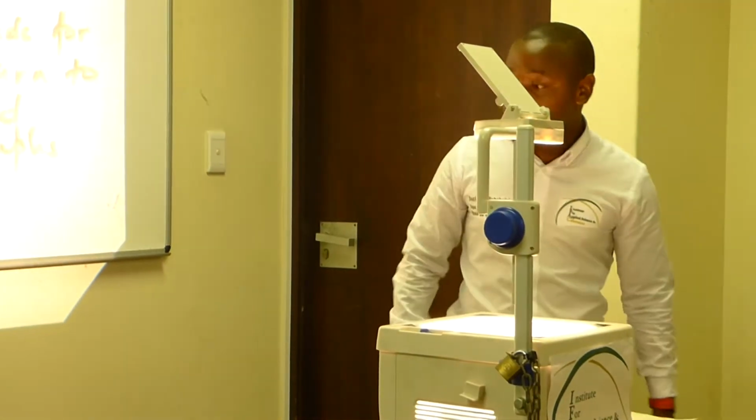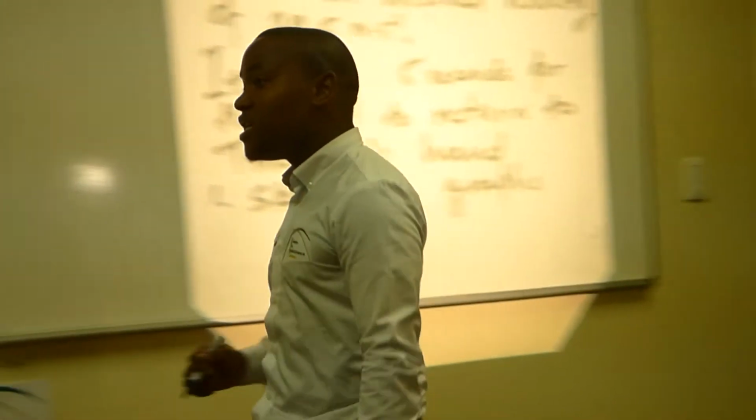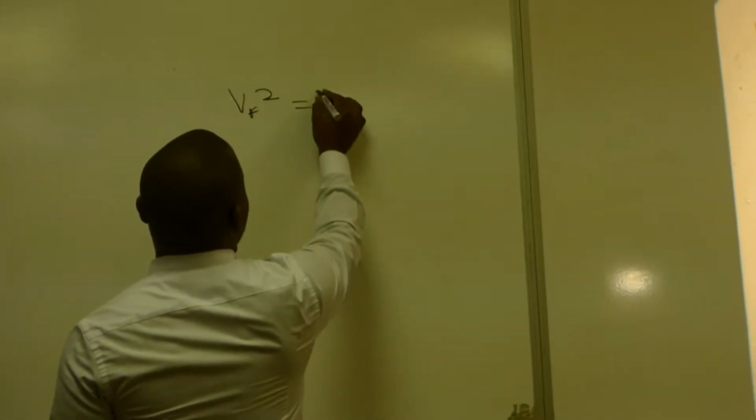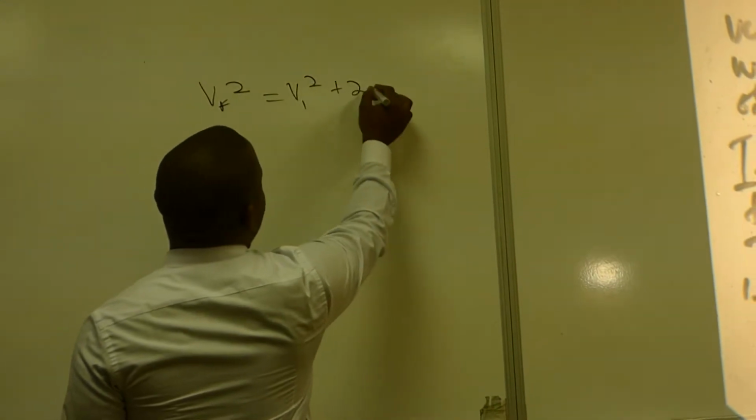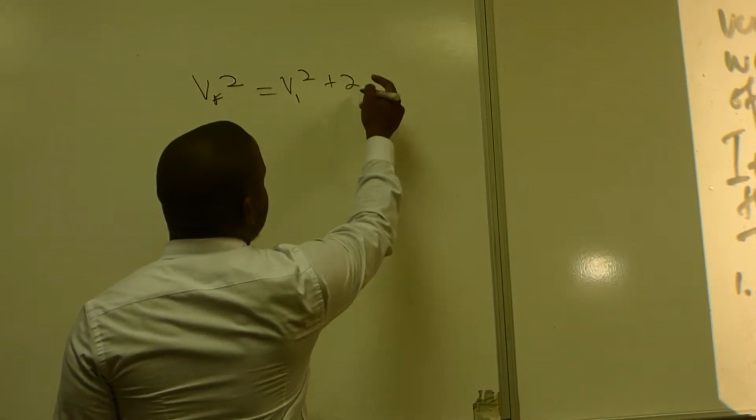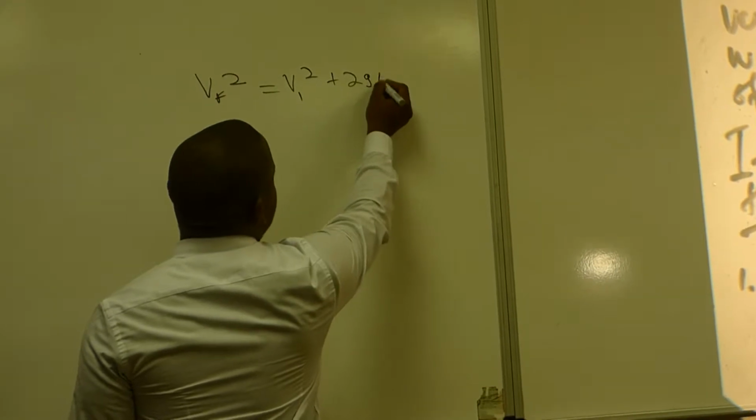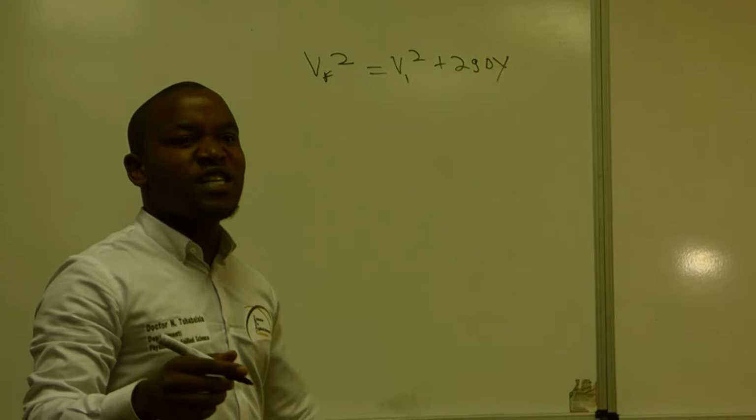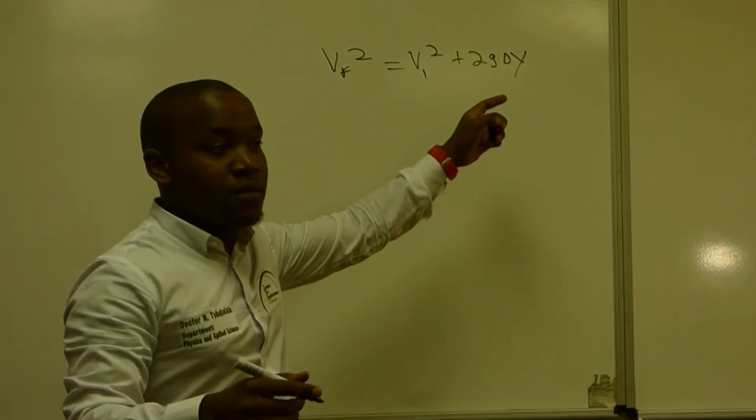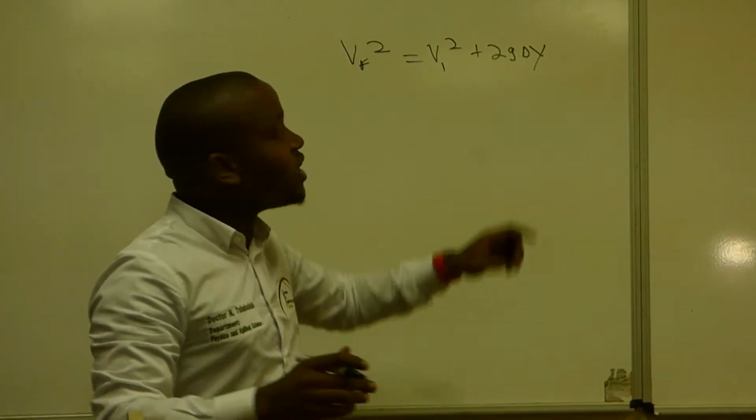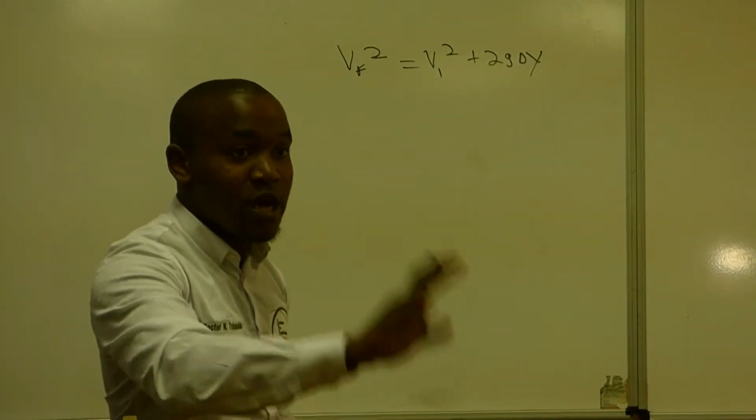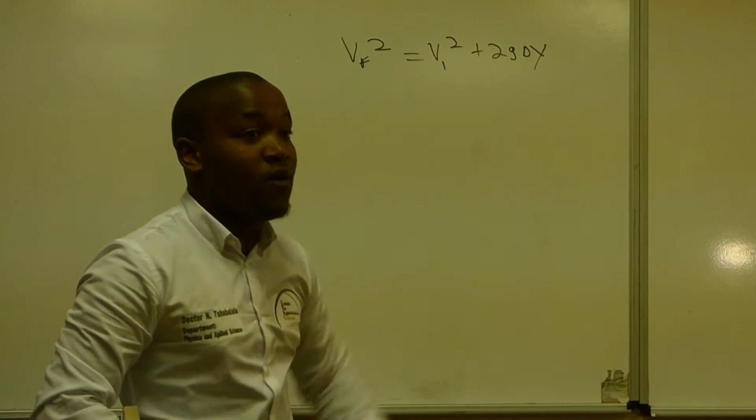You go to the back of your formula sheet. It's easier to use this: Vf squared is equal to Vi squared plus 2g delta y, since in this case it's vertical projectile motion. At the back of your formula sheet it is given as delta x, but for a vertical projectile motion, you just change delta x to delta y. That's not a problem. So all of us here have a task of finding delta y.